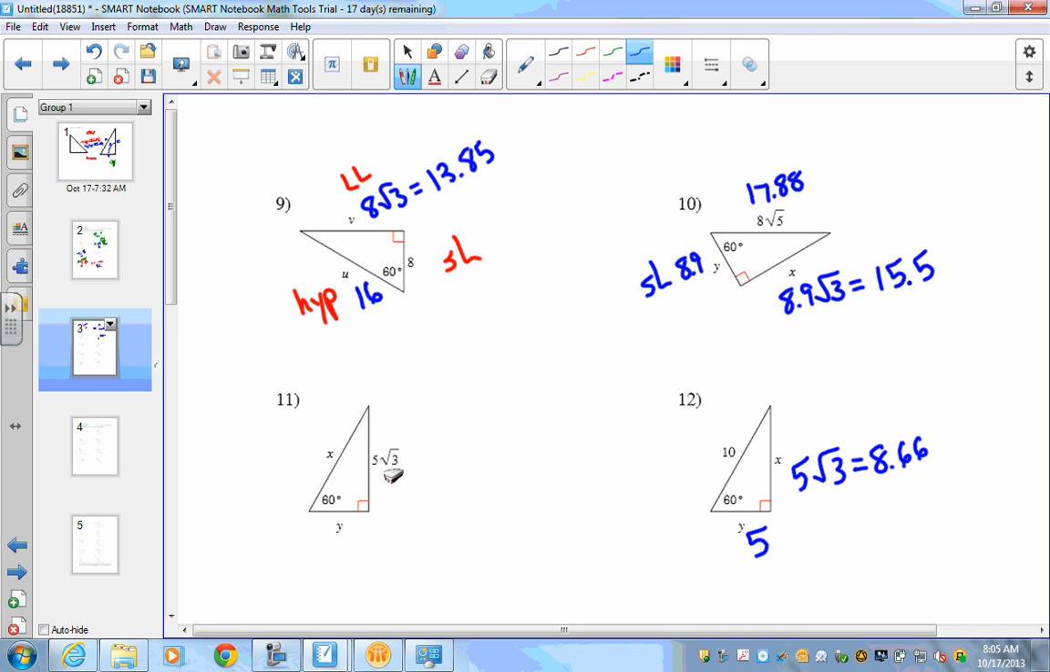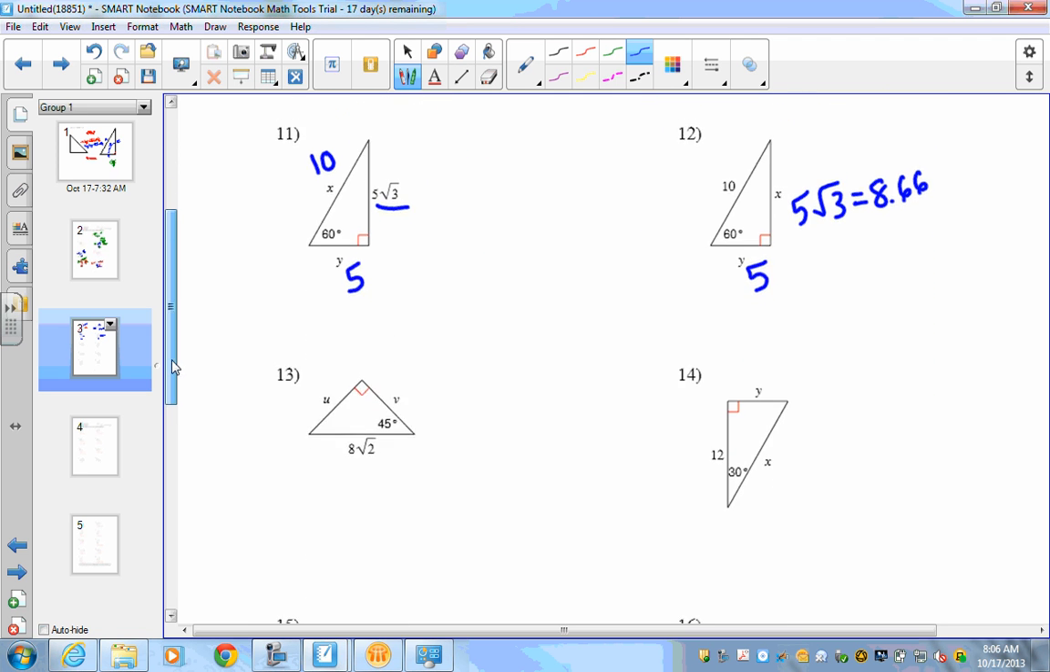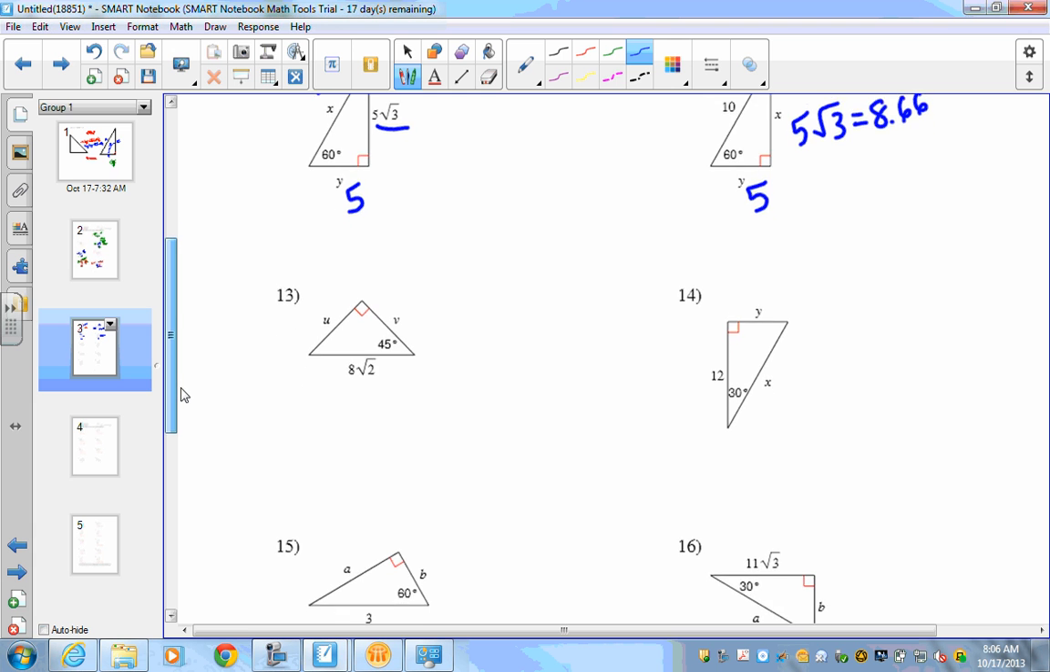Well, look at number 11. We're starting now with the long leg. Let's get to the short leg. Well, that's 5 radical 3. I would divide by radical 3 to get 5, which makes this 10. All right, so I'm just fast forwarding here. Okay, 13 is a 45, 45, 90. We don't need to worry about that.